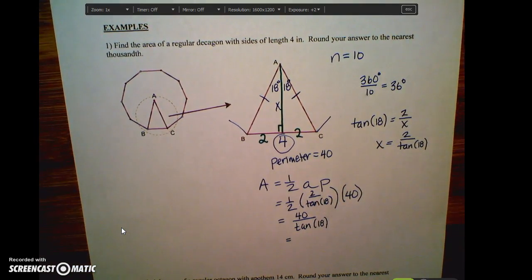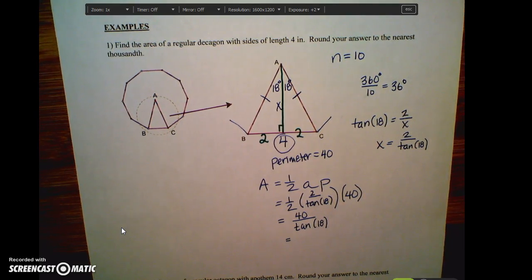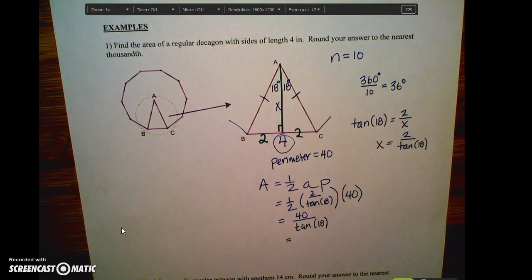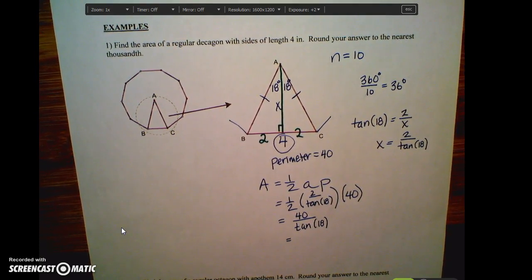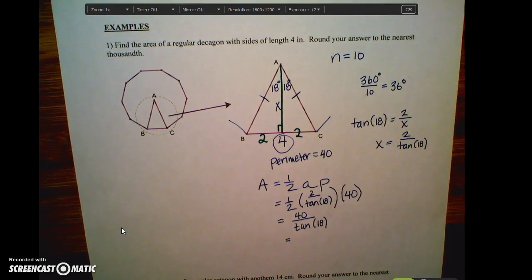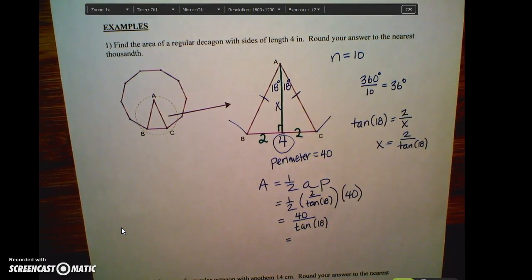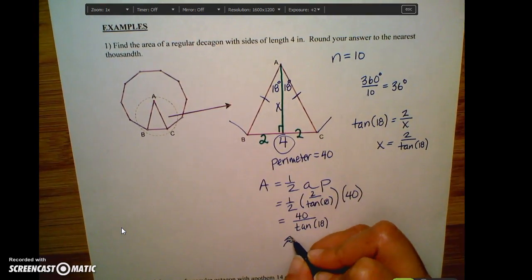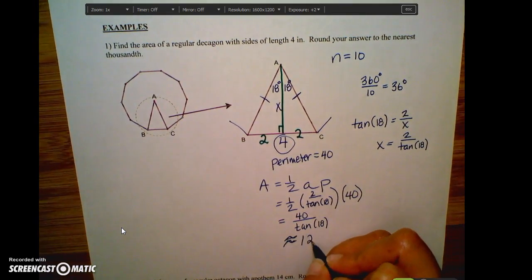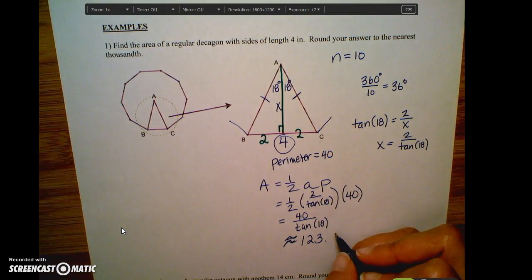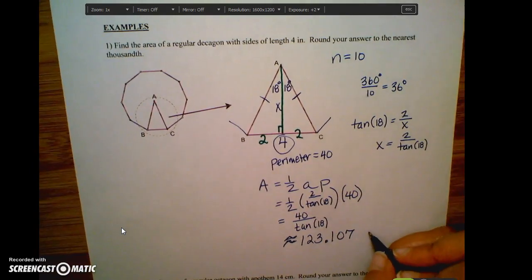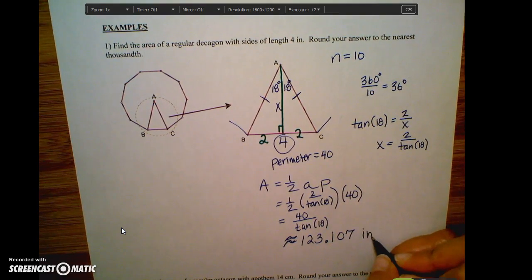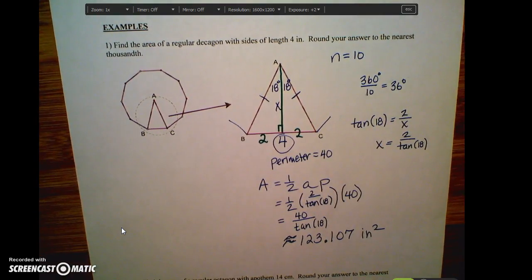To change that and get an answer to the nearest thousandth, I'm going to do 40 divided by tan 18 on my calculator, and we will see that our answer should be about 123.107. And our units here were inches. This is square inches for that area.